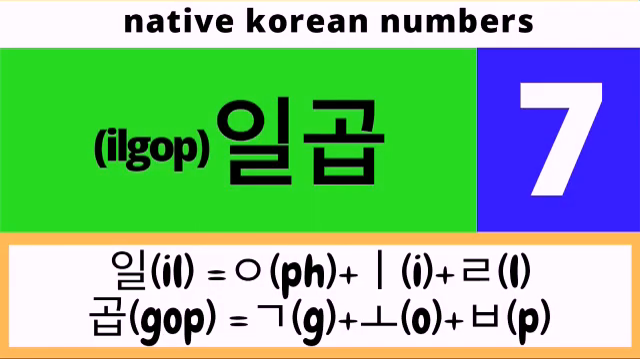How do we spell ilgop in Hangul? Let's start with the first syllable. To be able to write the syllable il in Hangul, we need to draw first a placeholder iyang, followed by an e character, followed by a real character. For the second syllable gop, we need to draw first a gyuk character, o character, and a biup character.